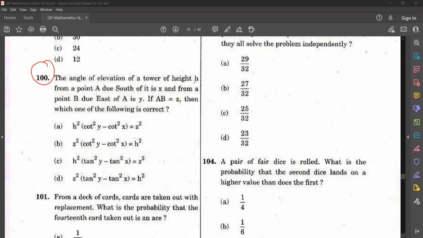Angle of elevation of a tower of height h from a point due south is x, and from a point B due east of A is y. If AB equal to Z, then which of the following is correct? Please try to draw the figure and try to solve this question.